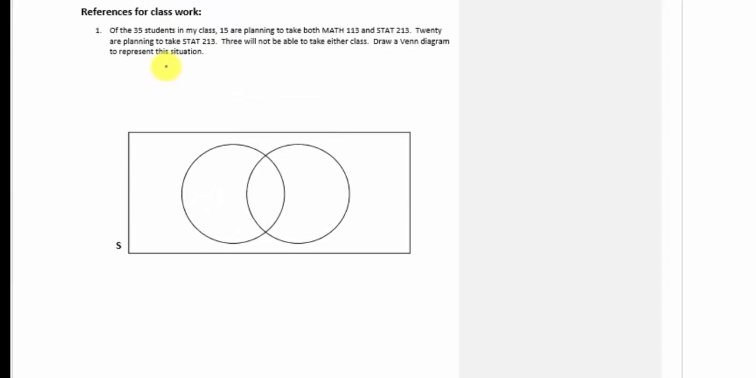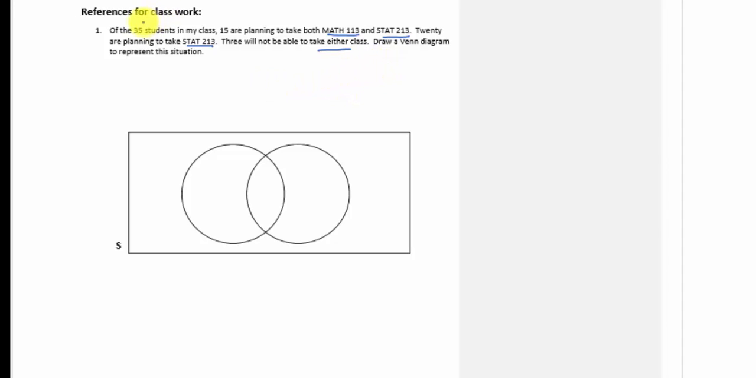In this example, we're going to be thinking about union, intersection, and complements, and see how that fits together when we're constructing a Venn diagram. Of the 35 students in my class, 15 are planning to take both Math 113 and Stat 213. 20 are planning to take Stat 213. 3 will not be able to take either class. Draw a Venn diagram to represent the situation.